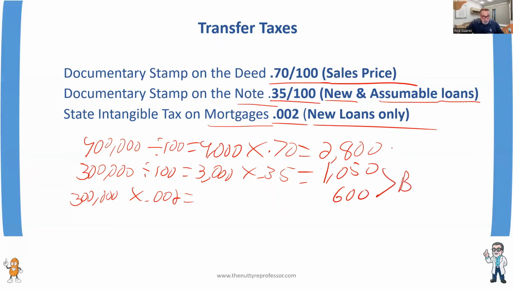These are buyer's expenses. This is a seller expense, right? Buyer's getting a brand new loan, so he pays the note and he pays the intangible. See right here, new and then new again. So he pays two taxes. And then the seller pays the $2,800 for the transfer tax for the deed, right? Now, all this can be negotiated, but usually it's not in a contract.